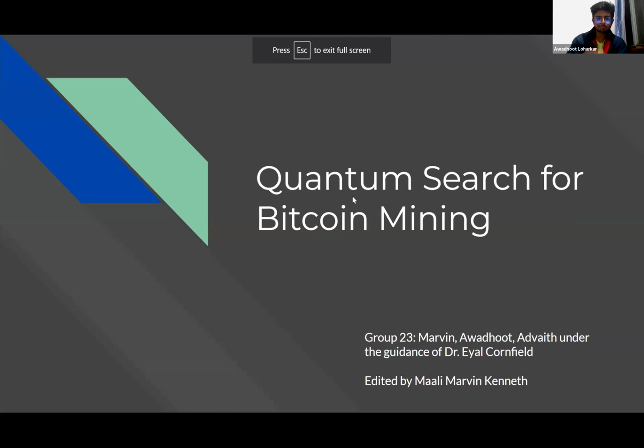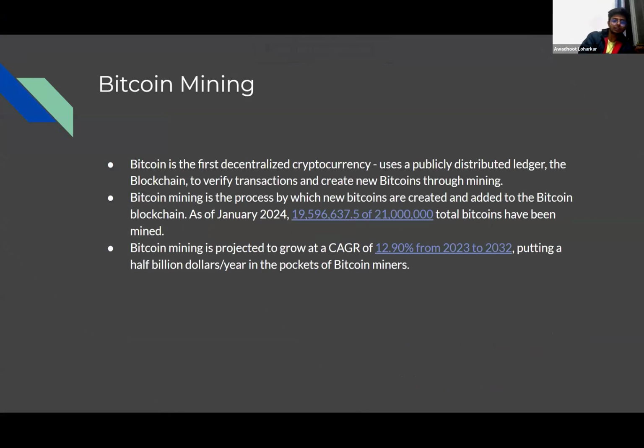So hi, hello everyone. Our project is quantum search for Bitcoin mining. Let's start. What is Bitcoin mining? I'll explain it briefly. It's a process through which new Bitcoins are added into the public ledger. What is the public ledger? A blockchain, actually. Bitcoin mining is a process through which new Bitcoins are created and added into the blockchain.